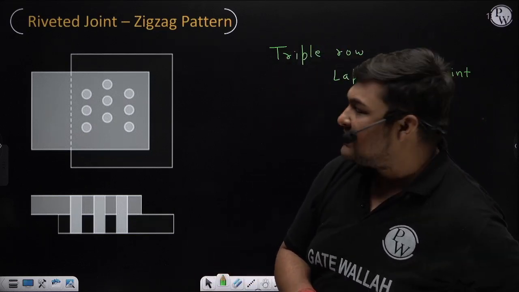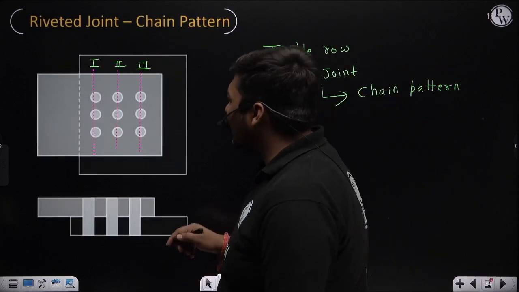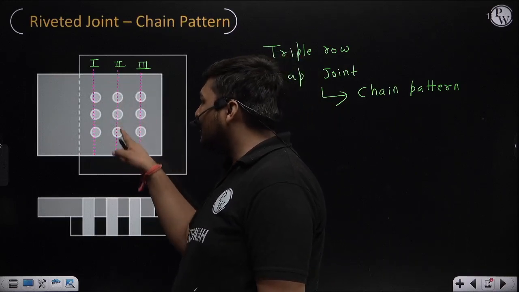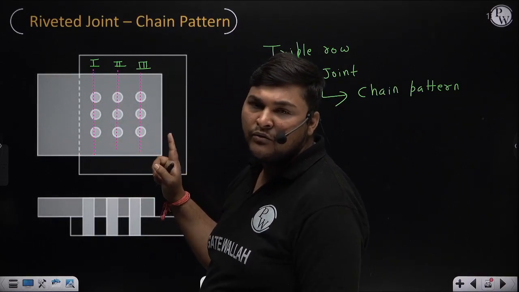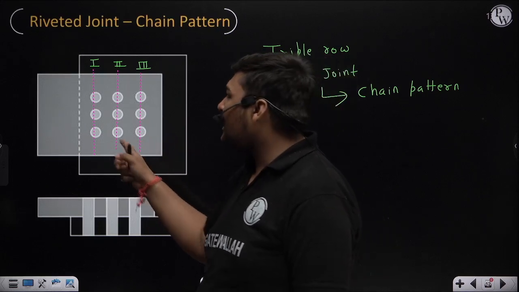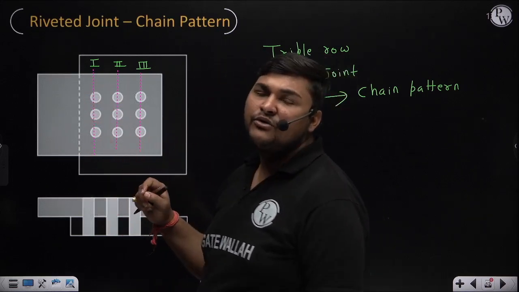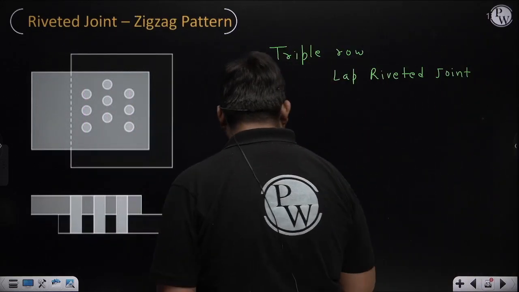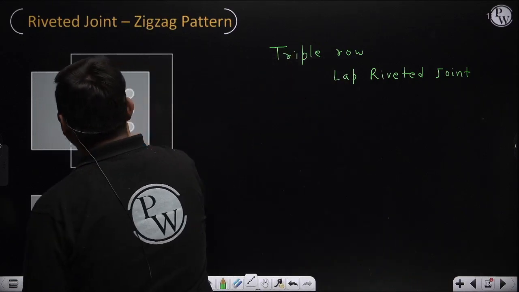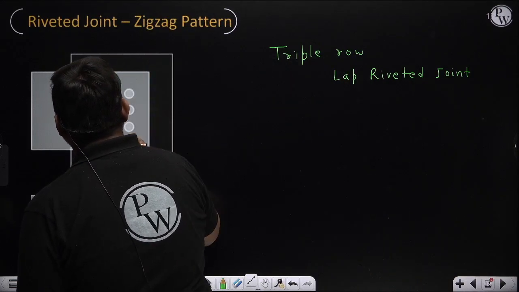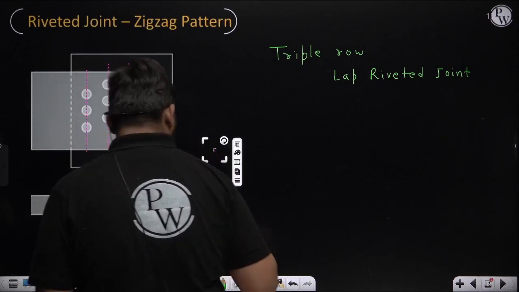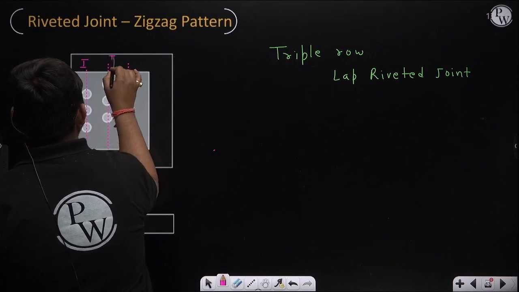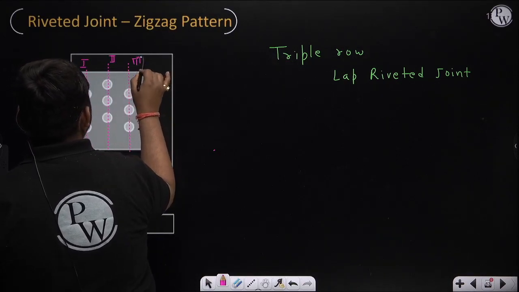What difference are you visualizing here? In the first row, whatever arrangement we have used, parallel to this arrangement we make the riveting in the second row. Whatever arrangement we have used in the first row, the same arrangement we have used in the second row also in case of chain pattern. But what difference is here? Again for that, suppose this is the first row, this is the second row, this is the third row.